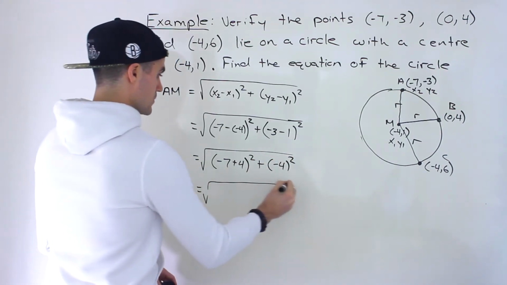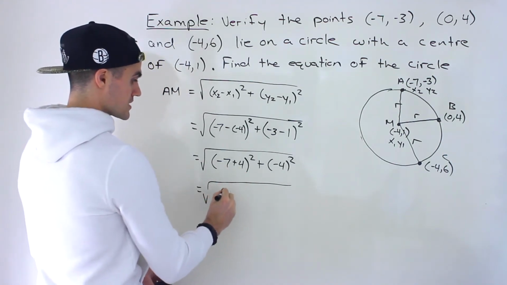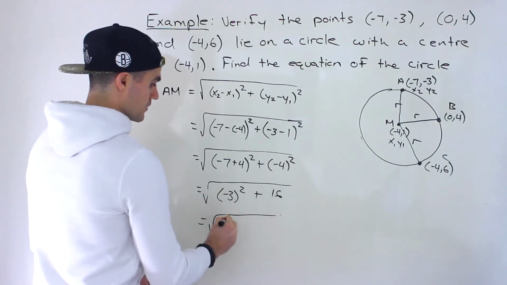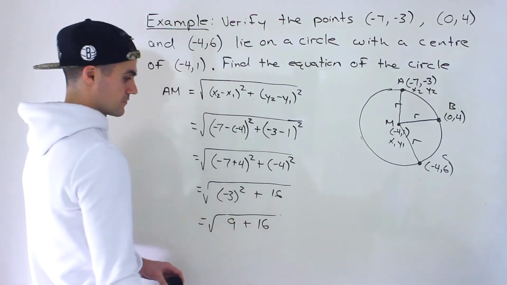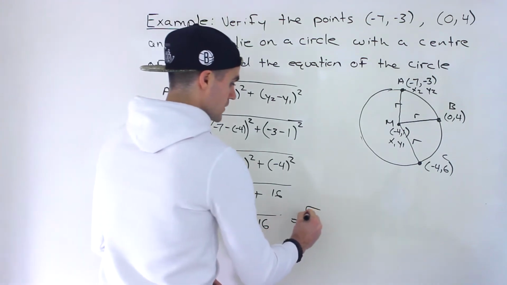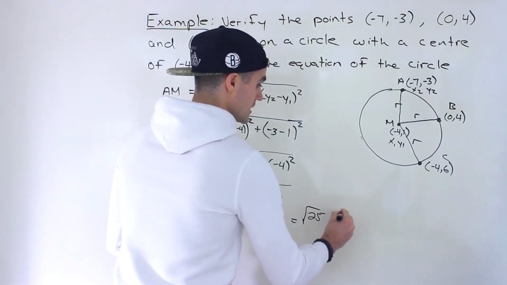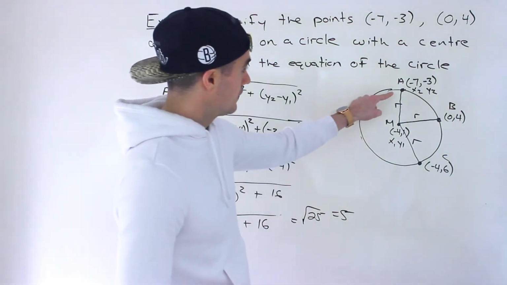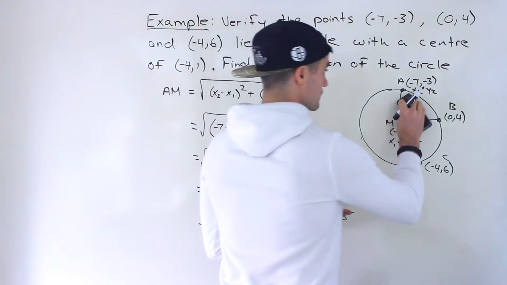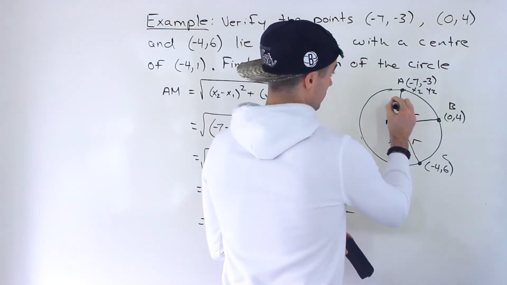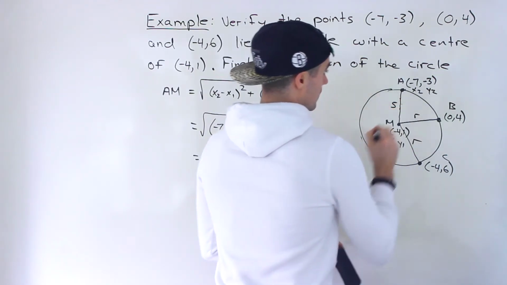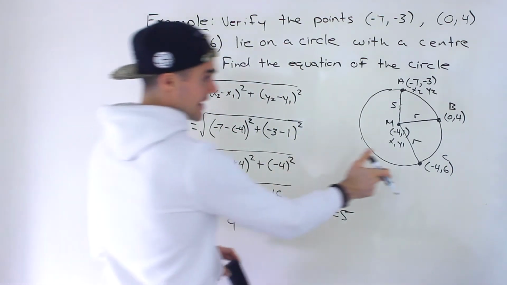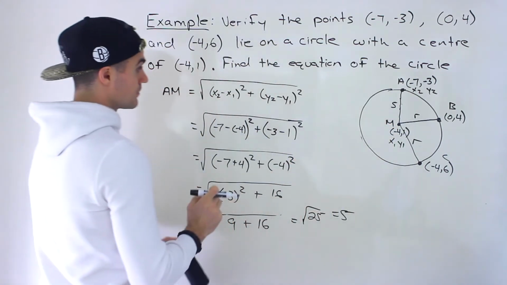So this would end up being -7 plus 4 gives us -3, squared is 9. And -4 squared is going to be 16. So we'd end up with 9 plus 16, like that, which would give us root 25, which is just equal to 5. So the distance here, we verified it's 5. So that's the radius of the circle that we are working with. Okay, so now we just have to verify that the other points have that same distance to that center of the circle.